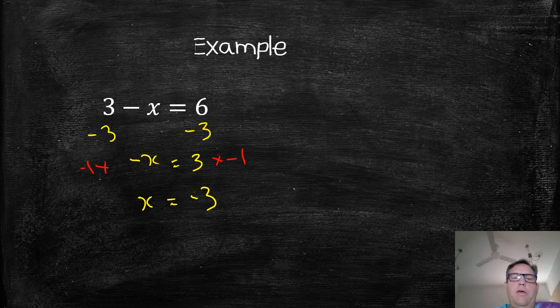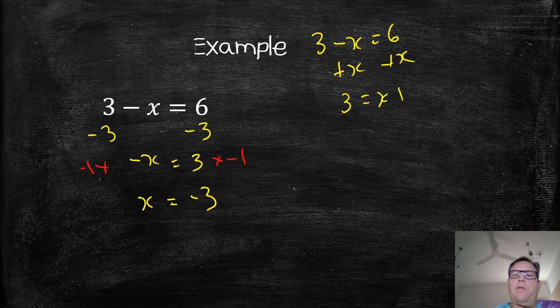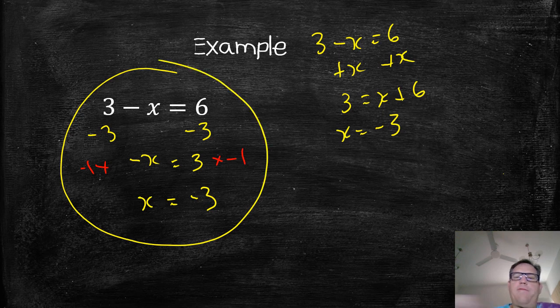Another option would be at the start, 3 minus x equals 6. I could add x to both sides. So on the left side, 3 minus x plus x is just 3. The right side would be x plus 6. And now I can minus 6 from both sides, and x is going to end up being -3. There's two different ways, but I recommend the way on the left. It's easier and quicker, especially when the equations start getting more complicated.